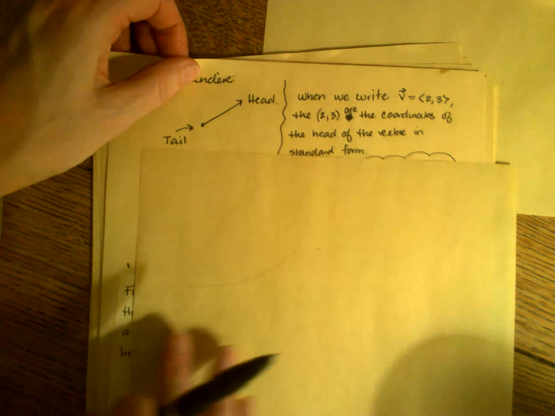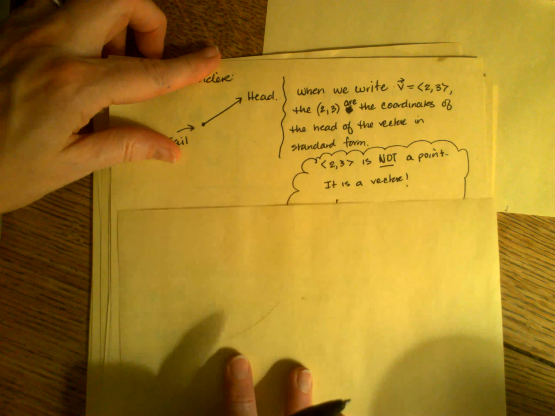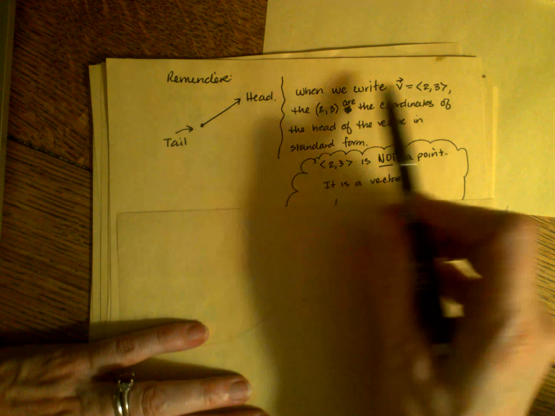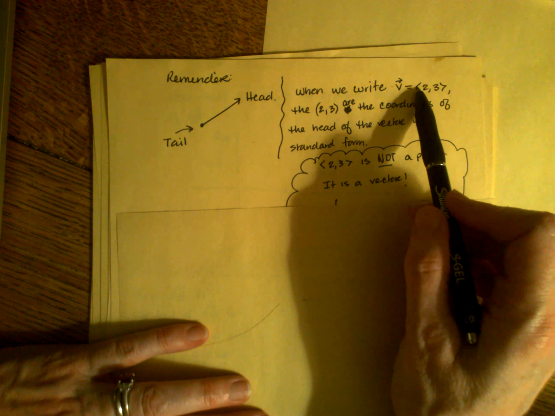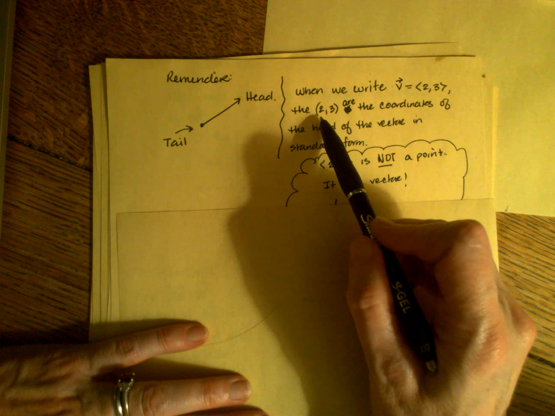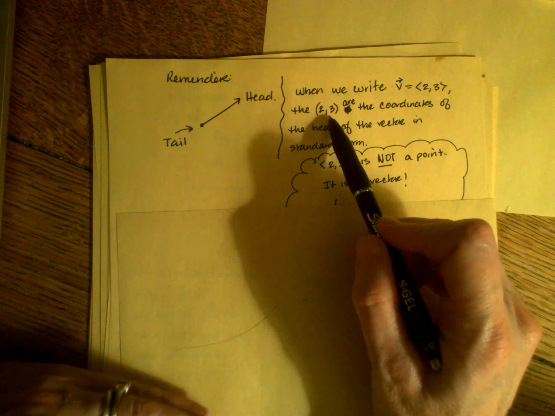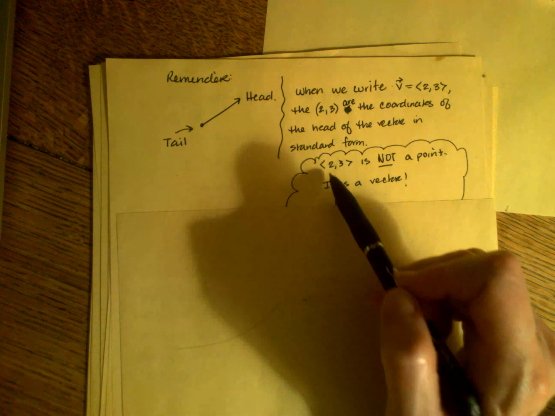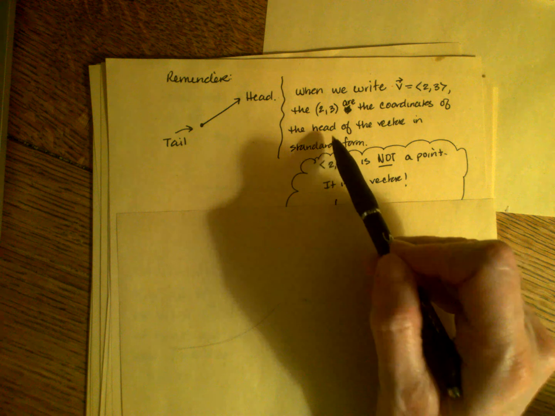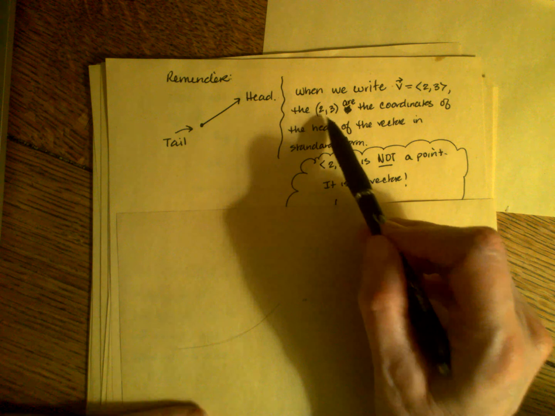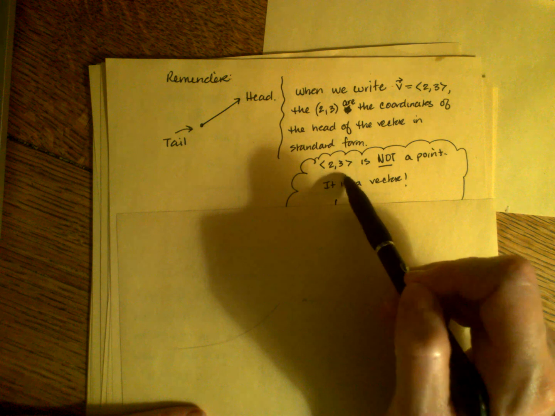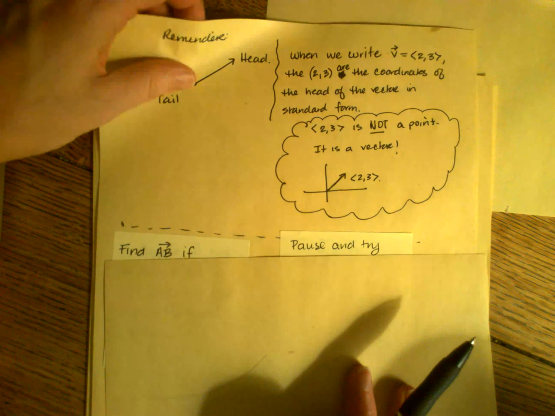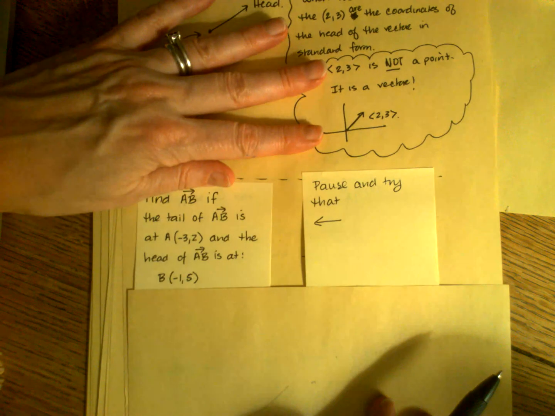Okay, so reminder: tail of the vector, head of the vector, right? When we write the vector ⟨2, 3⟩, we're using these cornered brackets right here, and it's different than the actual point (2, 3). These are the coordinates of just the head of the vector, okay? And that's when it's in standard form. It would be the coordinates of the head of the vector. This vector is not a point, okay? It is a vector.